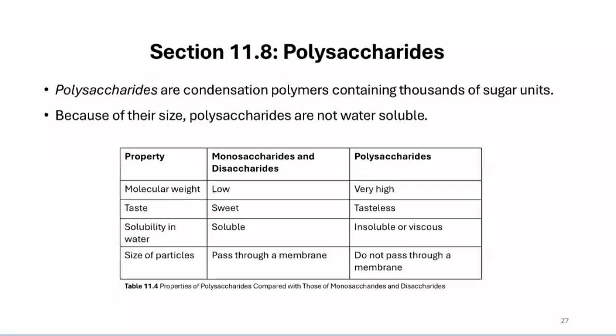Now we will be talking about polysaccharides. Polysaccharides are going to be polymers, meaning a single molecule made out of the condensation of thousands of sugar units, specifically glucose. Because of their size, polysaccharides are actually not water soluble. In table 11.4, we are going to be observing some properties of polysaccharides compared to those of mono and disaccharides.